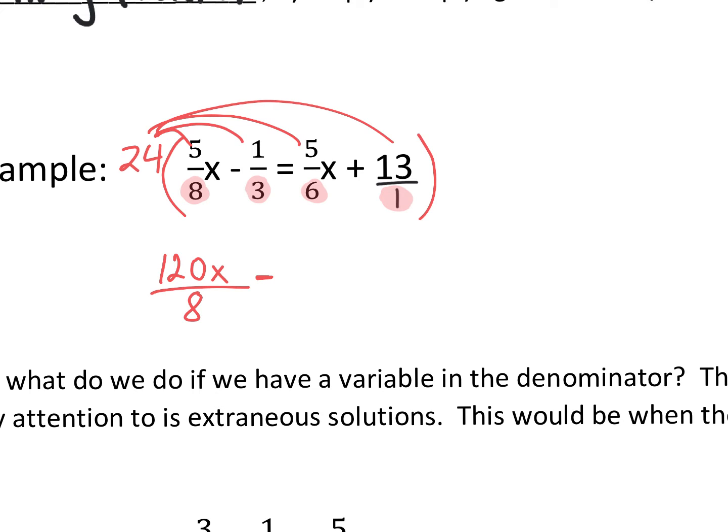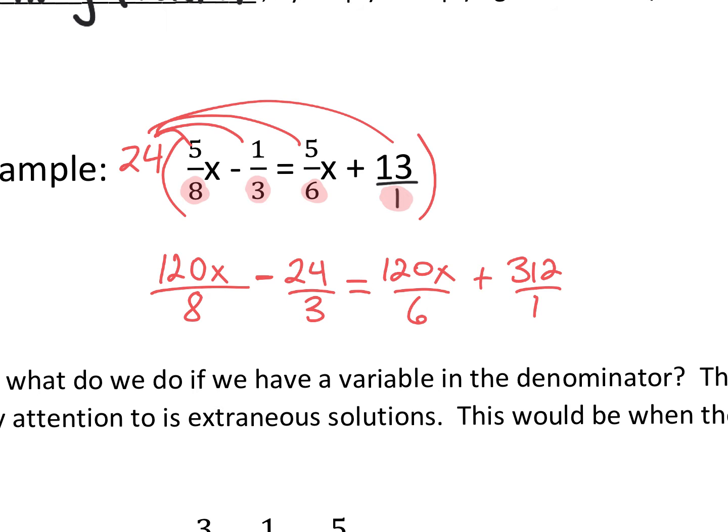24 times 1. Okay, 24 over 3. Leave my equal sign. 24 times 5, x. 120x over 6. And then 13 times 24, 312 over 1. With me so far? Now we just simplify.